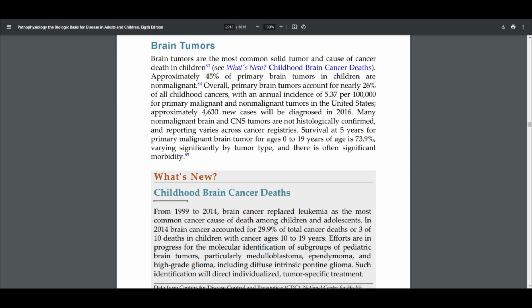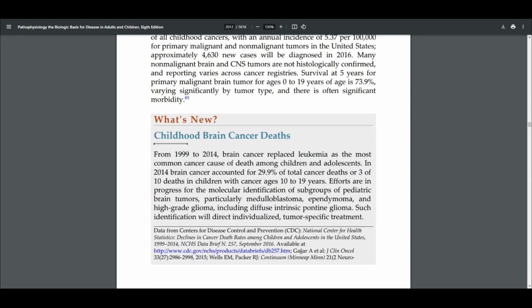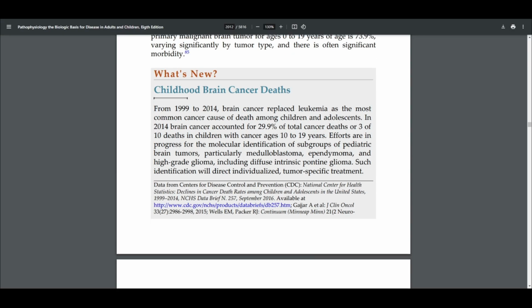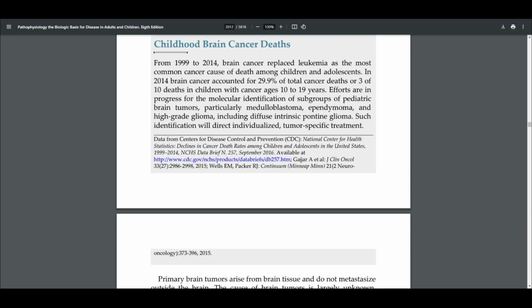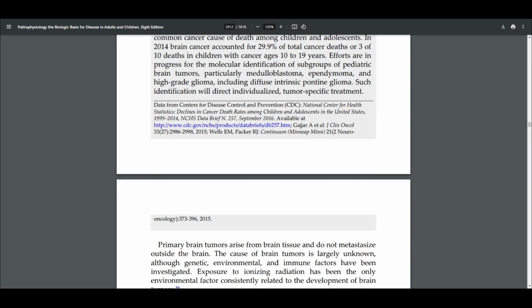Many non-malignant brain and CNS tumors are not histologically confirmed, and reporting varies across cancer registries. Survival at 5 years of primary malignant brain tumor for ages 0 to 19 years is 73%, varying significantly by tumor type, and there's often significant morbidity. So there's a little spot on what's new in childhood brain cancer. Feel free to pause if you wish to read it.